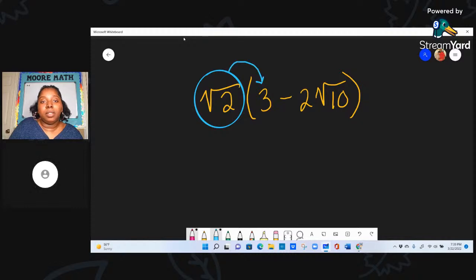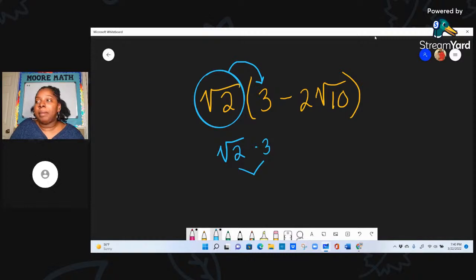Okay. So it gets multiplied by everything in the parentheses. What's on the outside is going to get multiplied by everything in the parentheses. So we're going to do square root of 2 times 3. And how do I write that? Square root of 6, right? Or 6. Well, does it have a square root sign on it? Oh, no. Right. So how did we do it before?